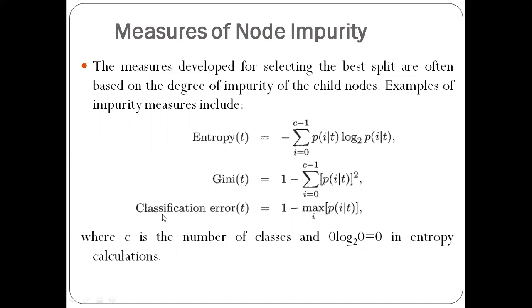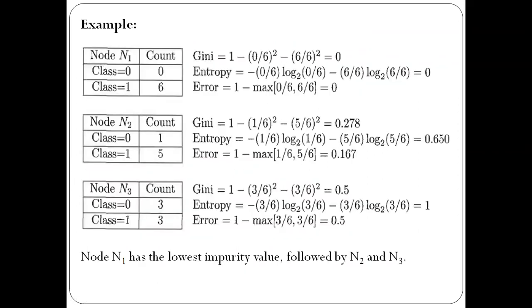In the same way, the classification error at the node t is equal to 1 minus the maximum of the fraction of records. We consider the maximum fraction of records and subtract it from one, and we get the classification error here. Here c is the number of classes or class labels. And if we consider log of 0 to the base 2, we get the value as 0 here. Now let's see one example.